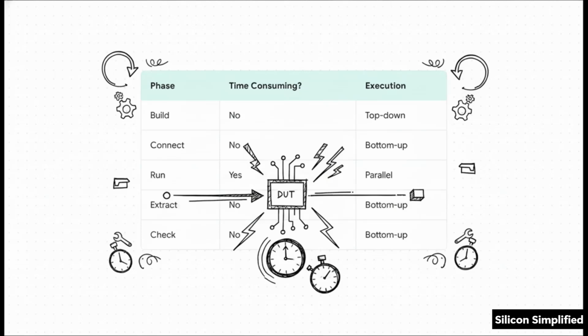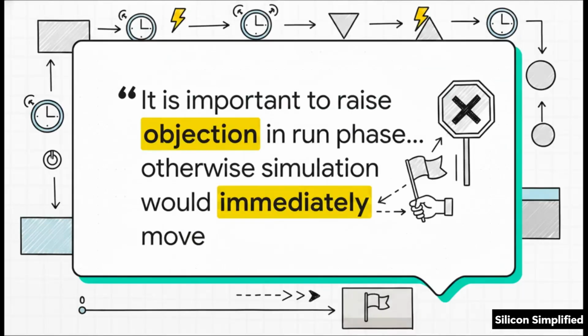But the run phase, that is the time-consuming phase. It executes in parallel across all components in completely different threads. This is the moment where the actual stimulus is driven into the DUT and the clock actually ticks forward. Because the run phase operates in parallel across all these independent components, they're obviously going to finish their tasks at different speeds. UVM handles this with something called the objection mechanism.